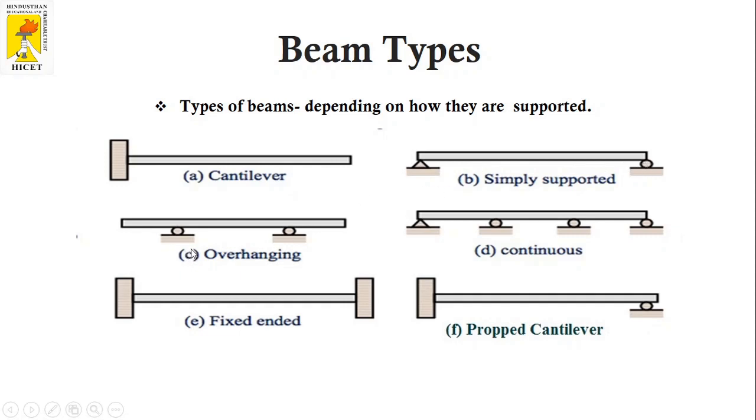And third one is a beam with two simple supports, and over the support the length of the beam is extended. And the fourth one is continuous beam in which the number of simple supports is more than 2. And the fifth one is fixed ended beam, in which both ends of the beam are fixed. And sixth one, propped cantilever beam, in which one end is fixed and the other end is simply supported.